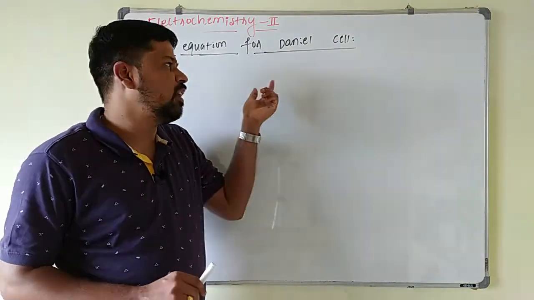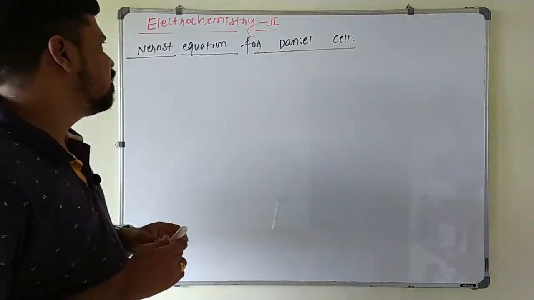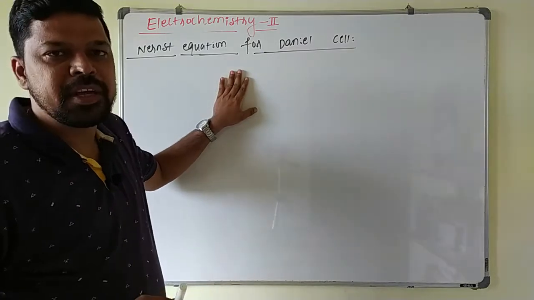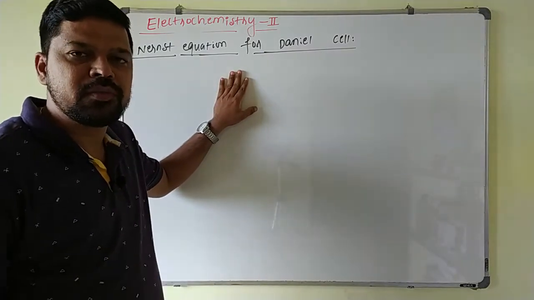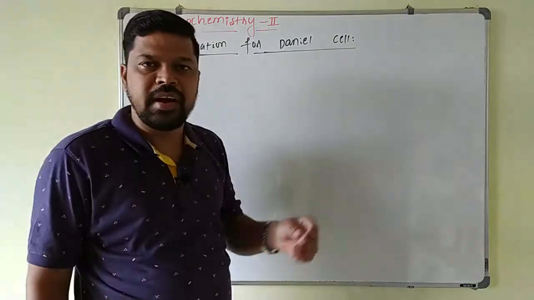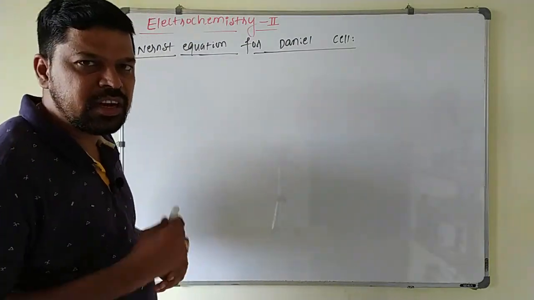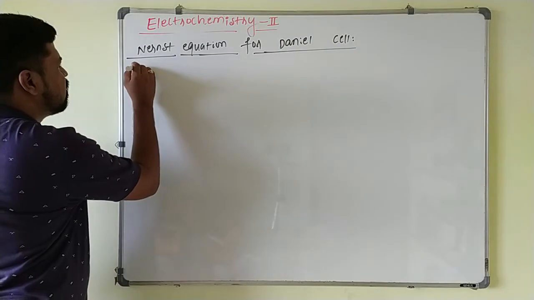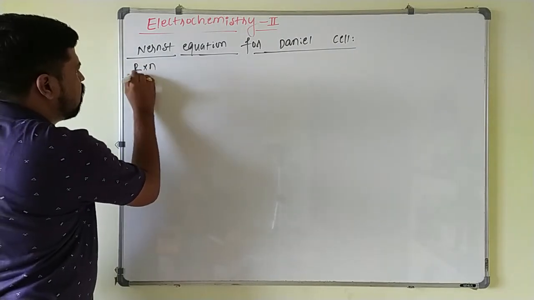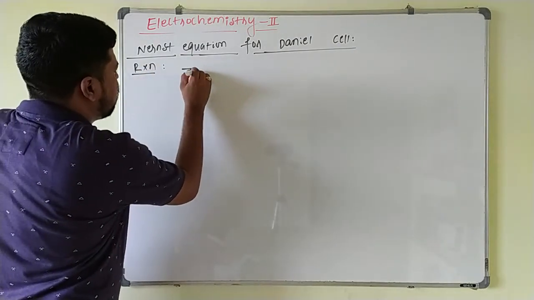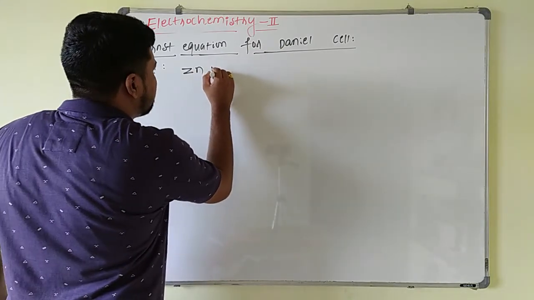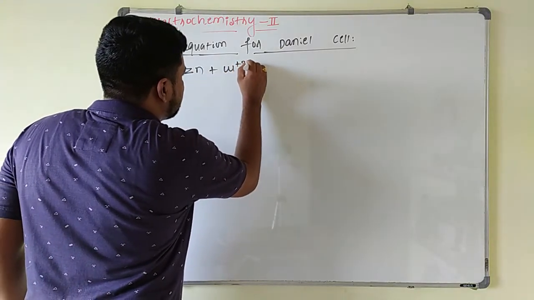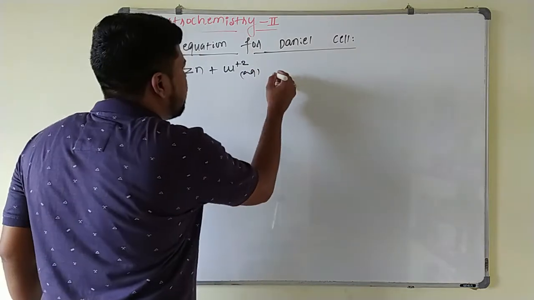that is, the current that is produced in the Daniell cell here. This Daniell cell is a combination of zinc and copper, where zinc forms the oxidation half cell and copper forms the reduction half cell. Zinc undergoes oxidation and copper undergoes reduction here. So for the Daniell cell, the reaction will be zinc undergoes oxidation and copper undergoes reduction here.